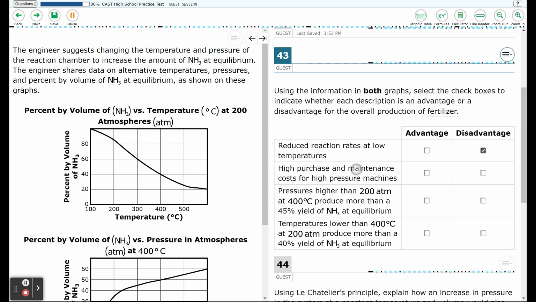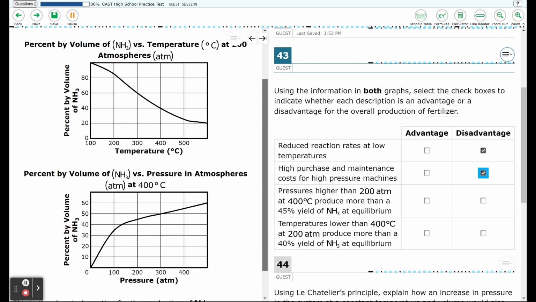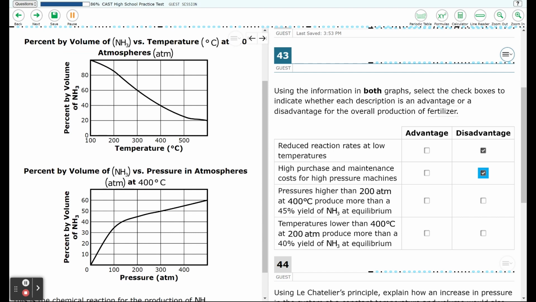High purchase and maintenance costs for high pressure machines. Well, if it costs more, that's going to be a disadvantage. And yes, we want those things because of higher pressure and lower temperature. Well, this is just higher pressure. Higher pressure gives us more ammonia. So we do want those, but it would be a disadvantage that they cost a lot.